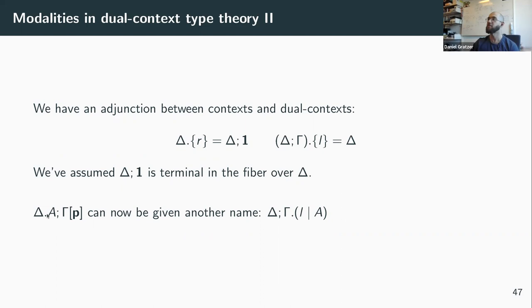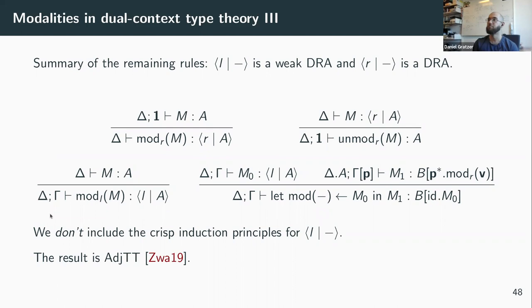So I now have a slide full of rules, but the good news is you don't really have to read any of them. You could just read the line at the top, which says that L is a weak DRA and R is a DRA. And the rules that I've produced here are the familiar rules for dual contexts, but they actually shake out to exactly this sentence. And note that we don't include any crisp induction principles in the style of MTT. It's just the normal elimination rule. And this system, I think, was called adjoint type theory in Collins' paper.